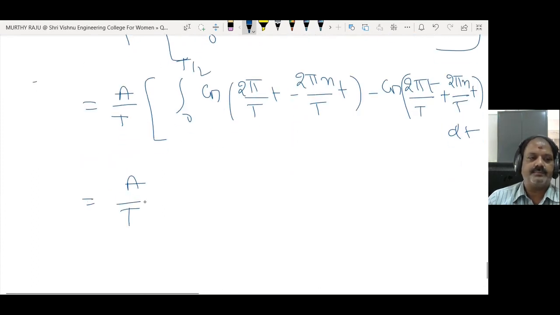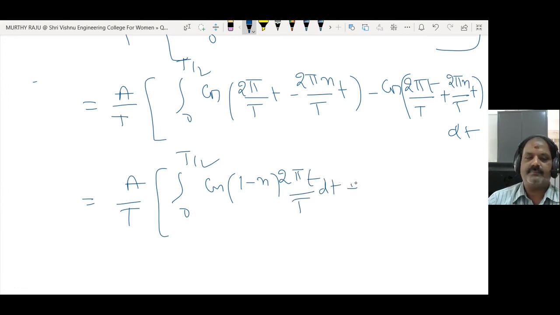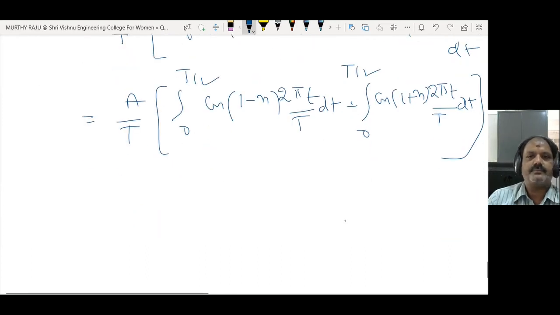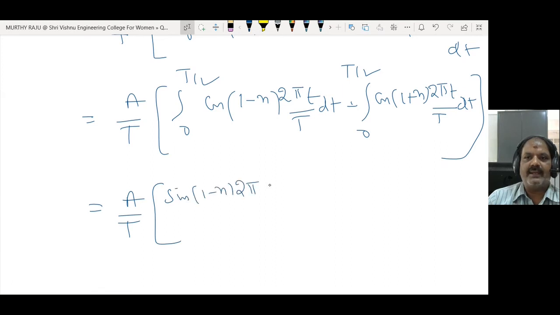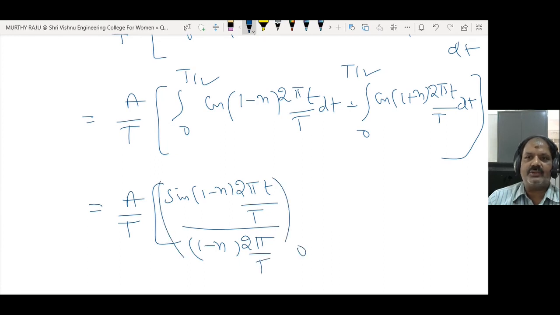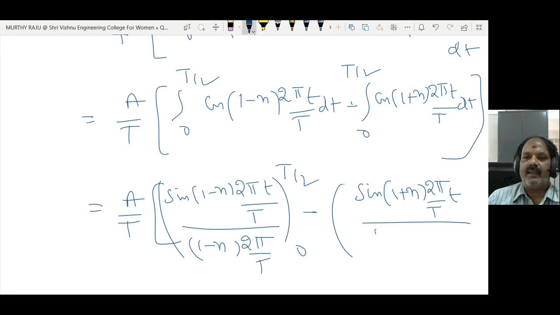Here A by T, integral 0 to T by 2, cos of 1 minus n times 2 pi t by T dt, minus integral 0 to T by 2, cos of 1 plus n times 2 pi t by capital T. Integral of cos is sine: sine of 1 minus n 2 pi t by T over 1 minus n 2 pi by T, from 0 to T by 2, minus sine of 1 plus n 2 pi by T small t over 1 plus n 2 pi by T, from 0 to T by 2.